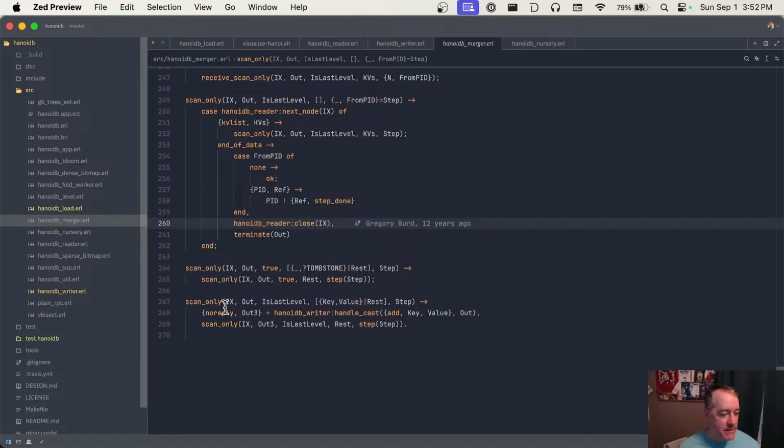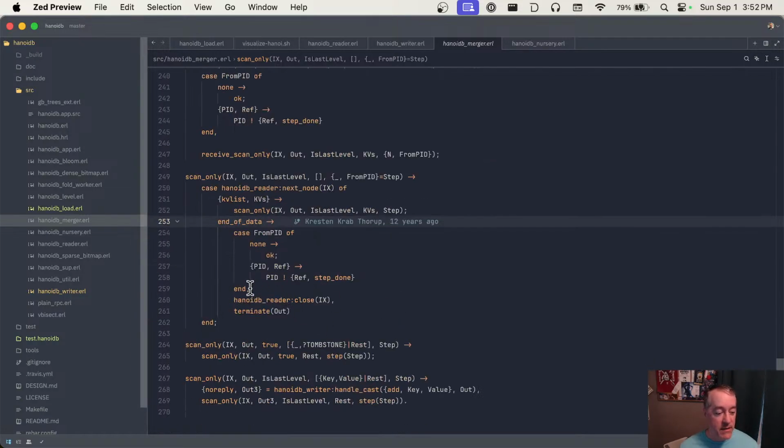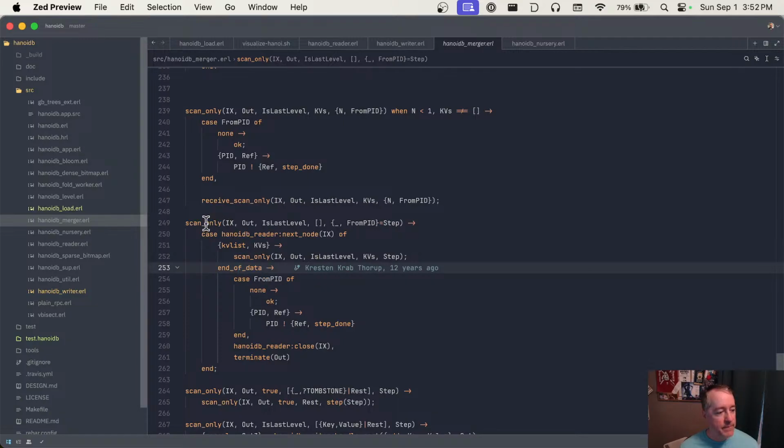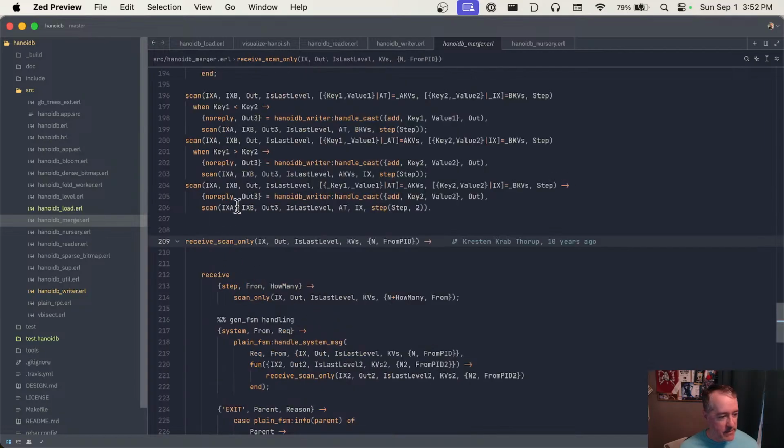Yeah, and this is just when it reaches the end of the data in both files, or it runs out of steps. So if it reaches the end of the data in the files, it just terminates itself. Okay, that's fine. So let's look at this receive scan only, and I think this is probably the last thing we need to understand about this file.